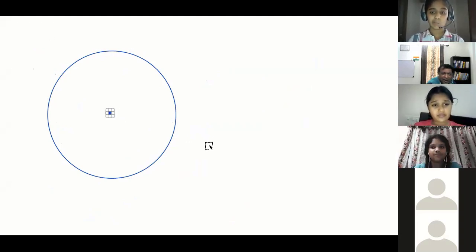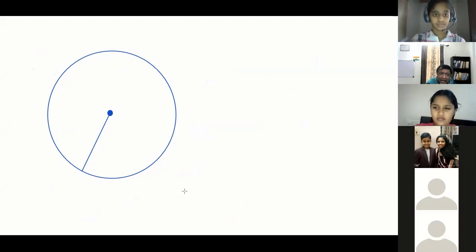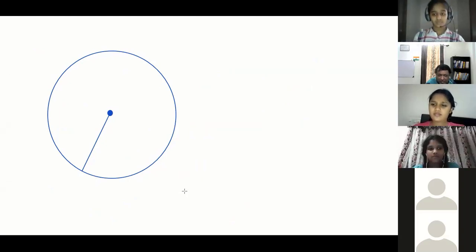Now what is a chord, and what is a sector, and what is a segment? So I draw a line from here to here. Is it a radius or not? It's a radius, right? What does radius mean? Radius is the line between the center of the circle and any point on the circle. What is radius? Radius is a line that starts from the center and touches any point of the circle.